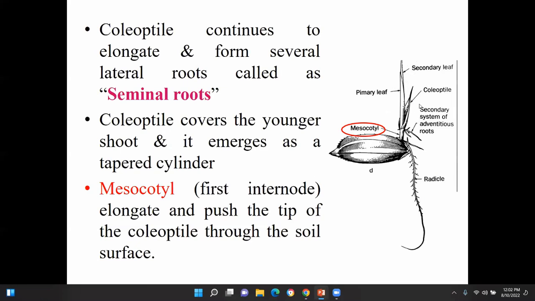After the growth of the coleoptile, this part is normally below the soil. This part is called the mesocotyl. When the internode develops from the coleoptile, that first internode is called the mesocotyl. It elongates and pushes the tip of the coleoptile through the soil surface.